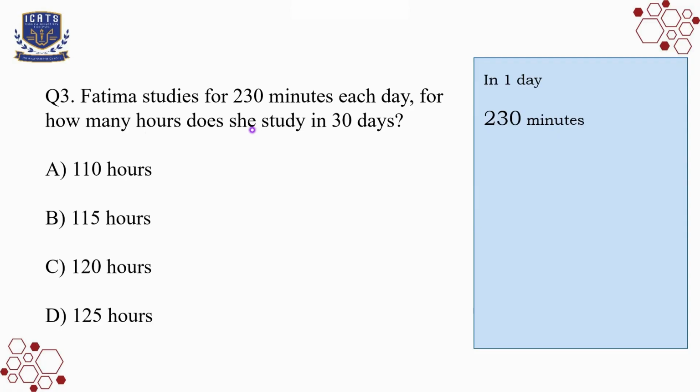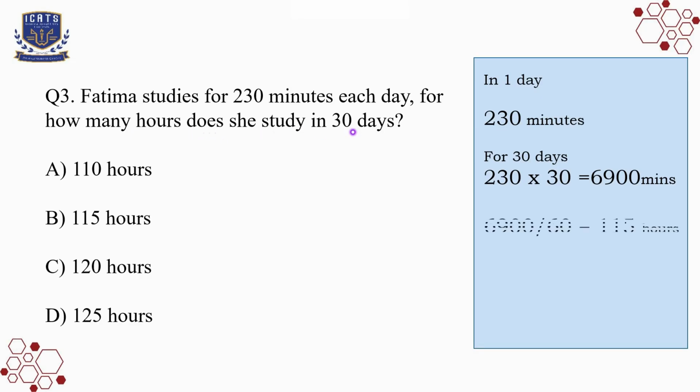And to find out for how many hours she studies in 30 days, we will multiply 230 and 30. So first of all, we can write these two zeros as they are in the answer. Then we will multiply 23 by 3. So 3 threes are 9 and 3 twos are 6. So the total time is 6,900 in minutes. But we have to find out the hours because it was mentioned in the question, for how many hours does she study in 30 days. To do that, we will divide 6,900 by 60. So she has studied for 115 hours.